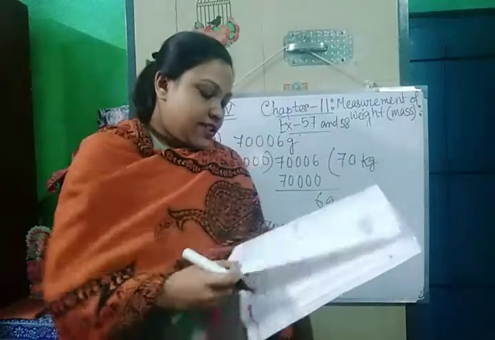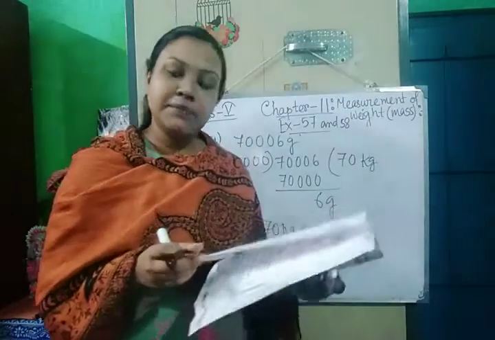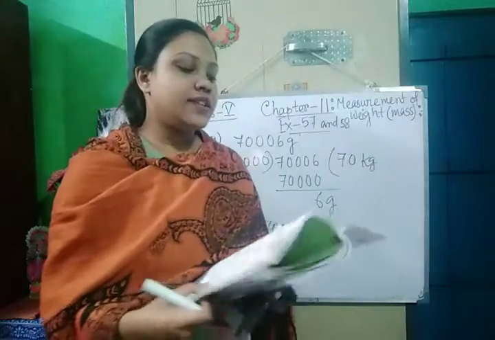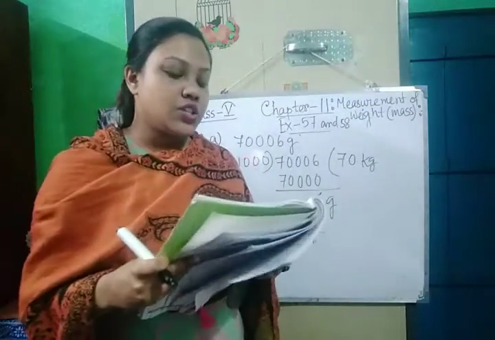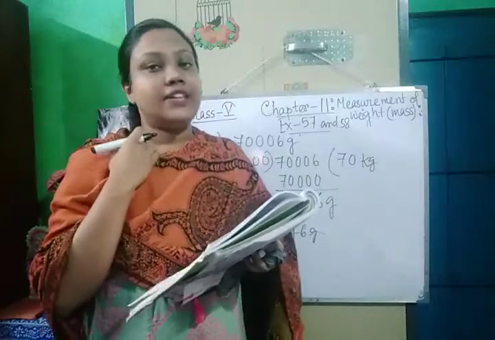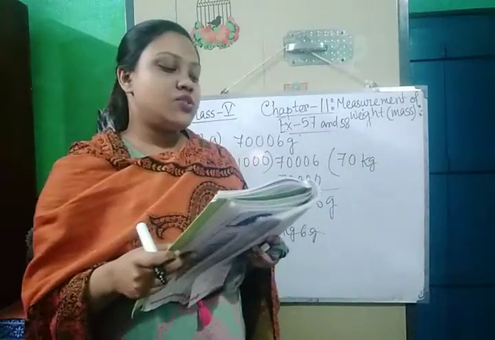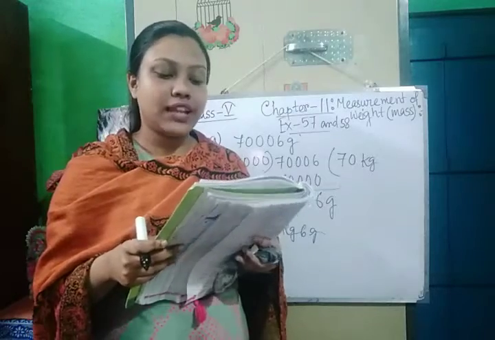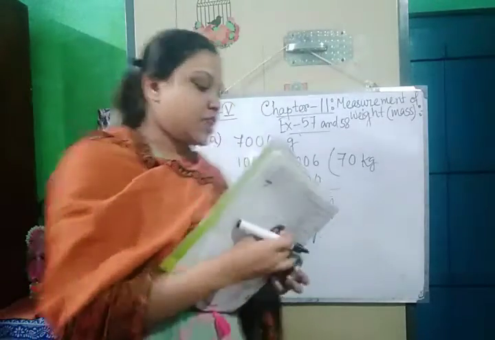So in this exercise two word sums are there, but those are simple conversions only. That's why I am next going to exercise 58. In exercise 58 there are additions and subtractions of masses or weights. So first I am doing question number 2, that is addition, which is already arranged in column.